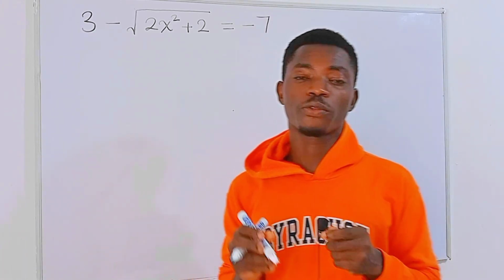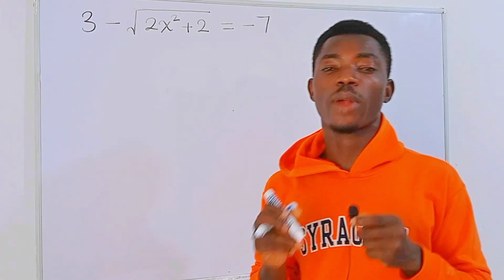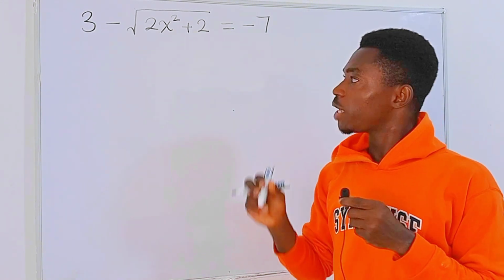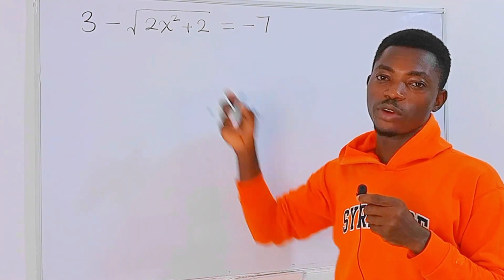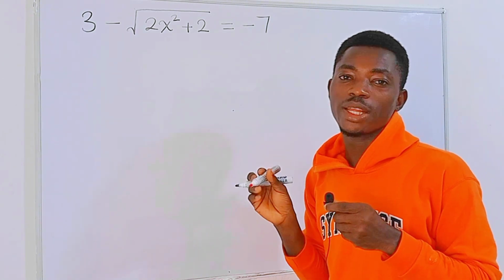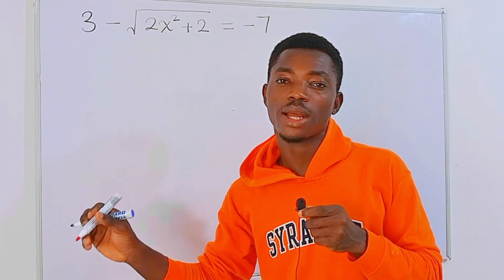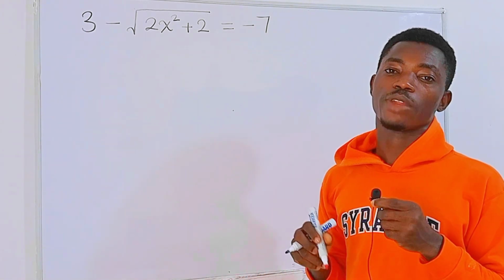A lot of people get confused when solving equations involving radicals, just like what we have right here. Now, here's the deal. If you have any question in this form, the first thing you need to do is to let all the terms with the radicals be on one side of the equation, then the terms without the radicals be on the other side of the equation.